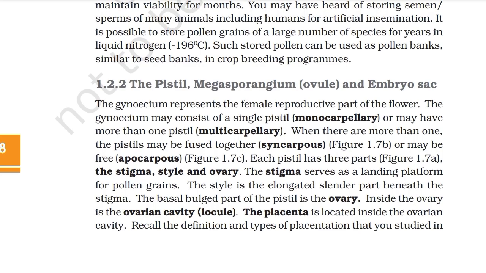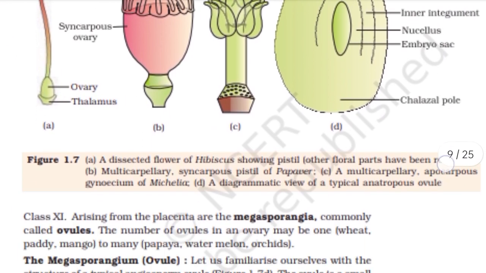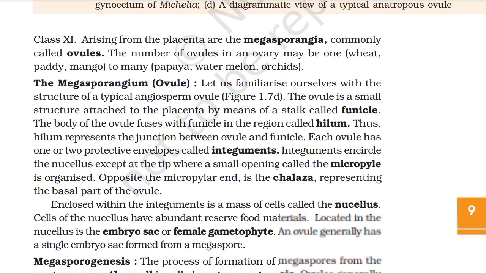Recall the definition and the types of placentation that you have studied in class 11. Arising from the placenta are the megasporangia, commonly called ovules. The number of ovules in an ovary may be 1, wheat, paddy, mango, to many, as in papaya, watermelon, and orchids. The megasporangium or ovule.